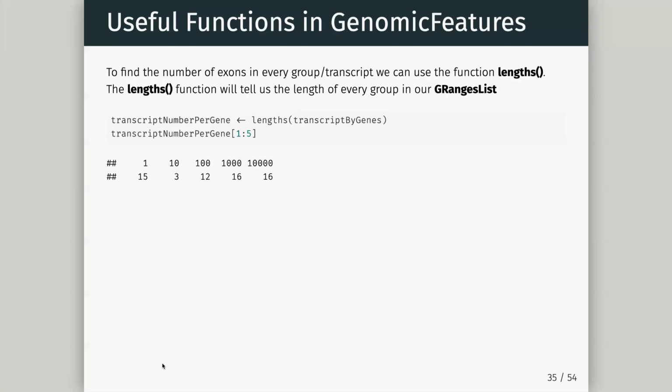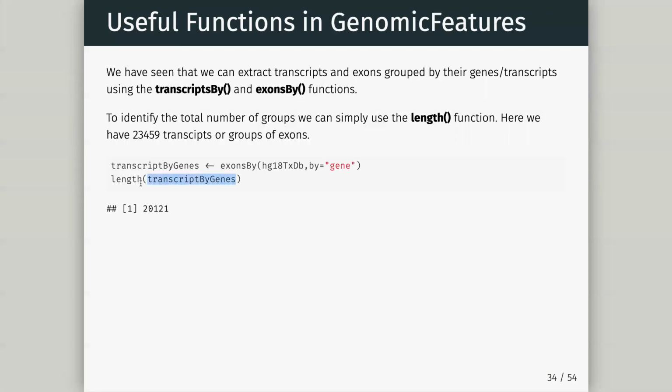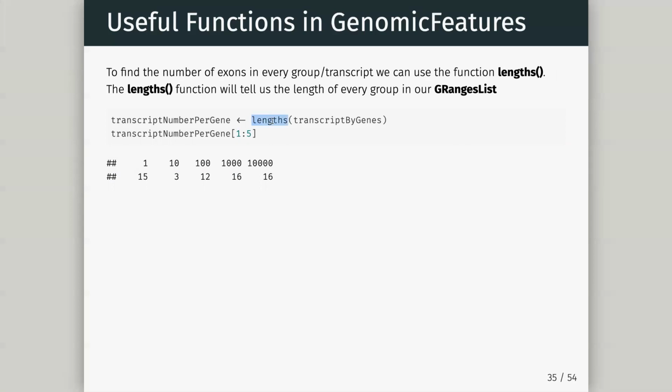A really useful function, and it's not just particular to GenomicFeatures, is the lengths function. Up until this point, we've used the length function. But if I want to know very quickly how long are the elements in each one of my lists, I can use the lengths function, and that will tell me how many entries I have in every element across my GRangesList. It will also work for lists. So if you have lists full of vectors, you can use lengths, and it's a lot quicker than looping through and getting the length or doing lapply and getting the length of every element.